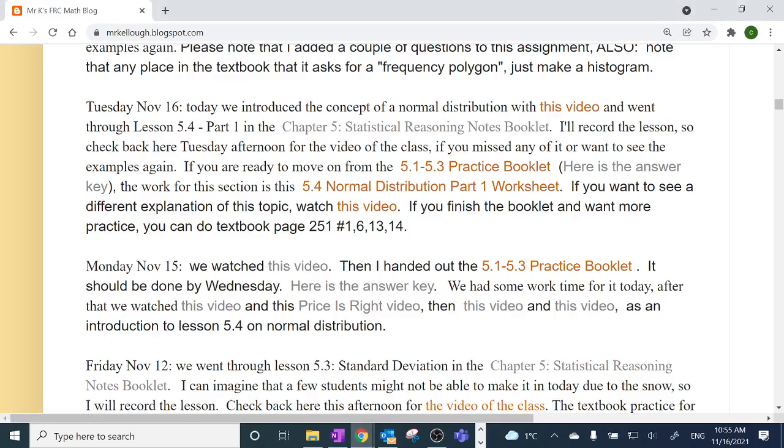So today's lesson is going to be about the normal distribution. We've got a few things we're going to do today. Let me just show you on the blog what it says we're going to do today. We are going to introduce the concept of a normal distribution. We already kind of introduced it yesterday.